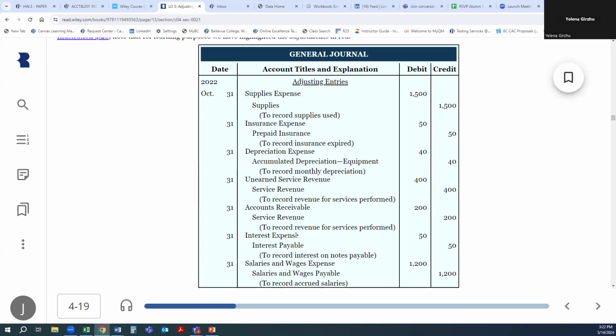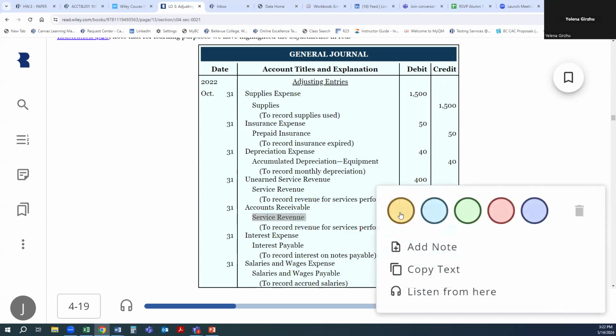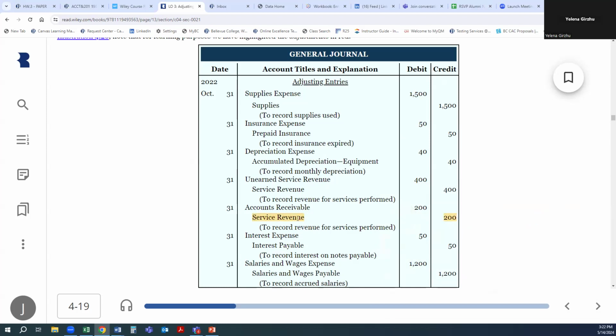Which means your balance sheet doesn't touch income. So then, the service revenue is credited, which means it goes down. That means the income statement is going down. So if revenue is increased, revenue is increased with a credit. No, it's increased with a debit. No.